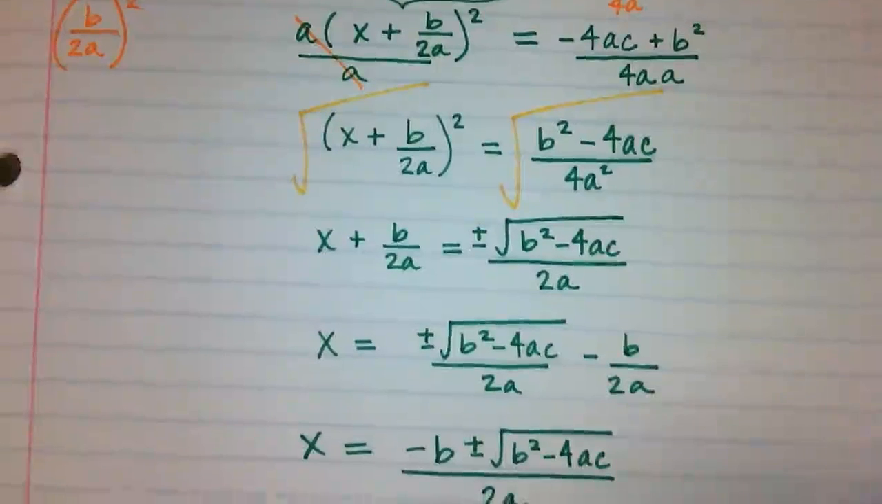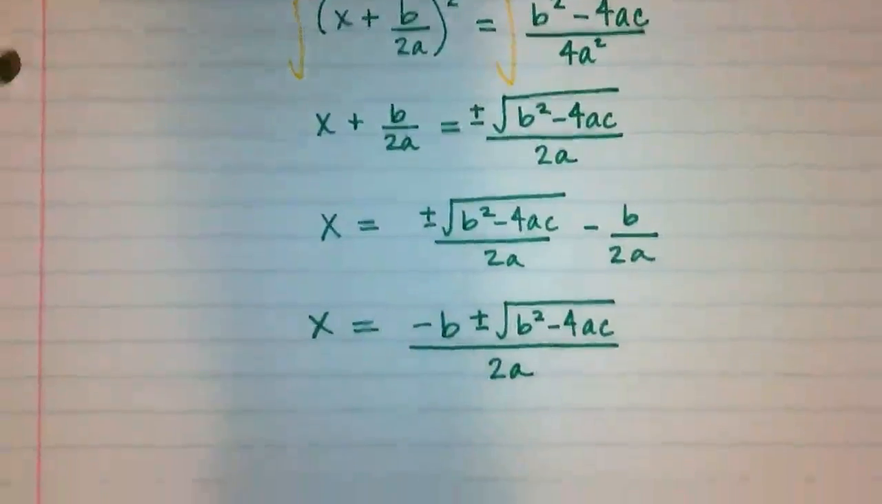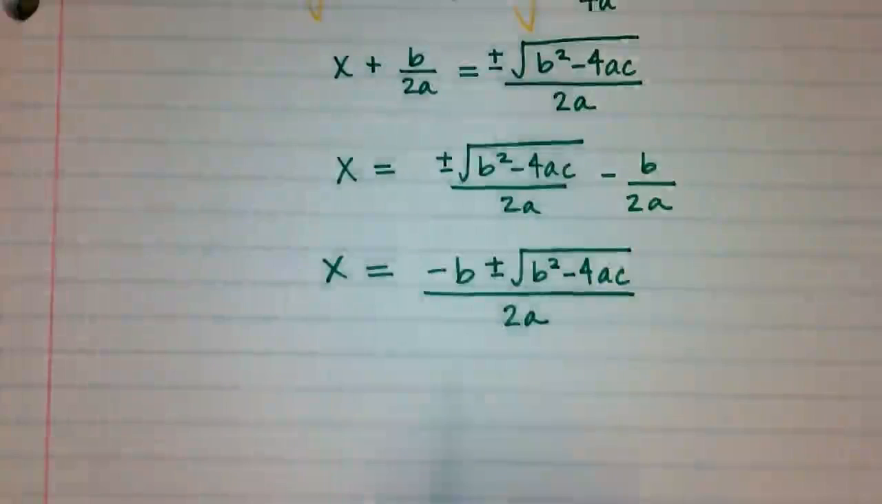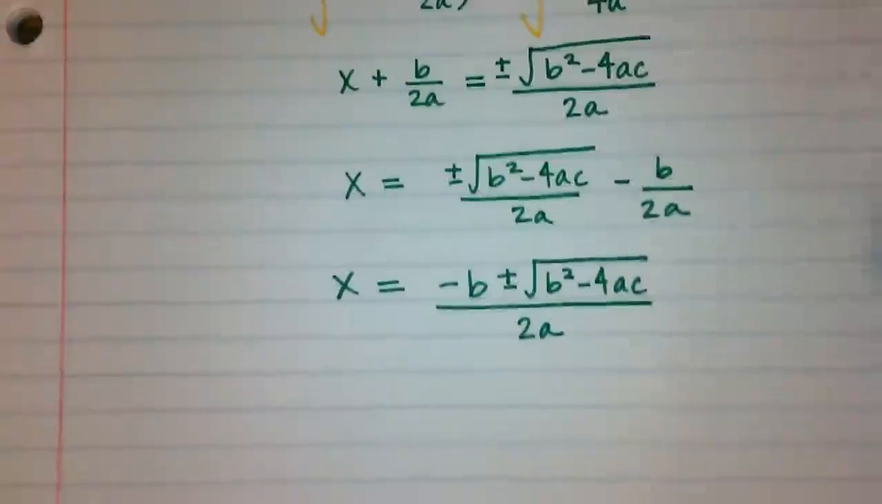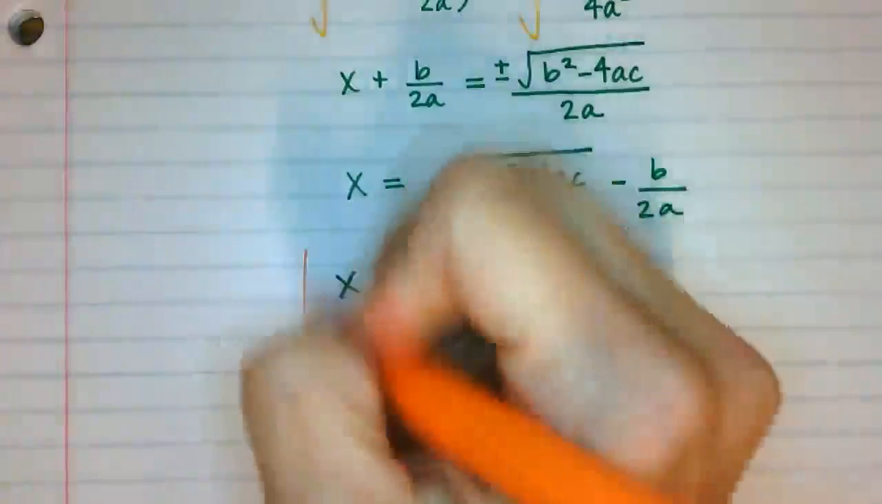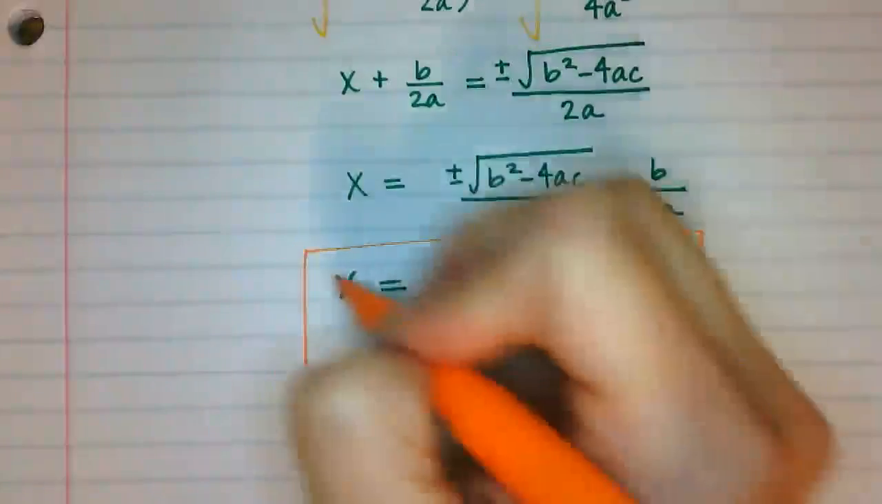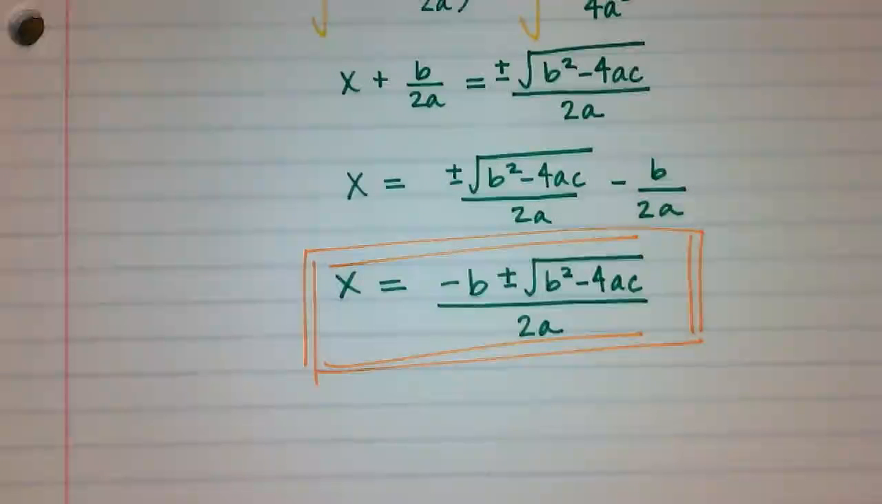Because we talked about how we can put that over just one fraction instead of two separate ones. So this is how this trinomial right here became the quadratic formula. And there you have it. That is a proof of the quadratic formula done live. I hope you enjoyed it.